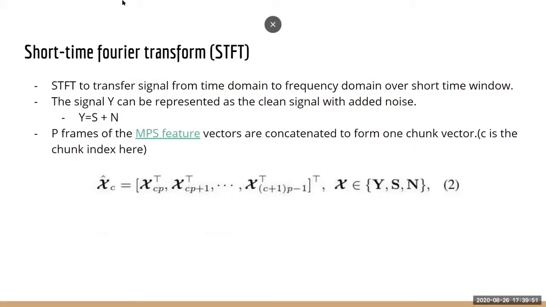Coming to the short-term Fourier transform, in very rough terms, performing a Fourier transform on the sound signal would give us data points that we can process. We can convert the input signal from time domain to frequency domain via the short-term Fourier transform. And now in this case, Y represents the input signal, and the input signal can be represented as a sum of the clean signal, which is S here, and the noise, which is N here. And we take something called the Mel frequency spectrogram of the signal, and we divide it into C chunks.